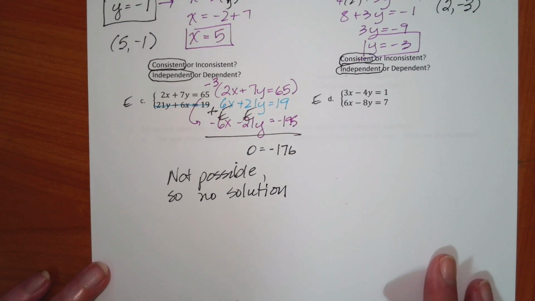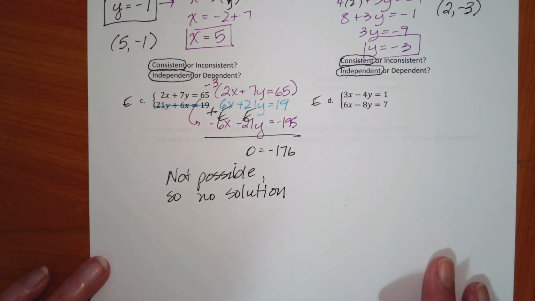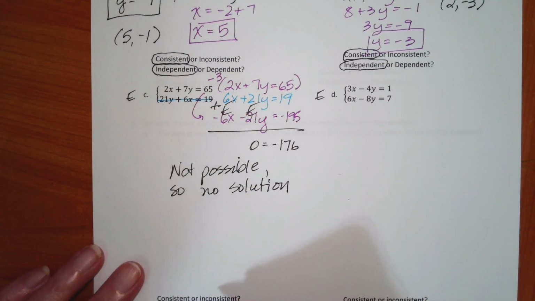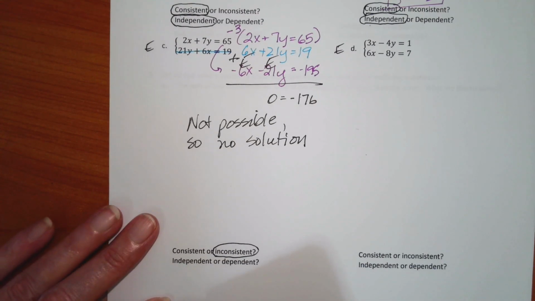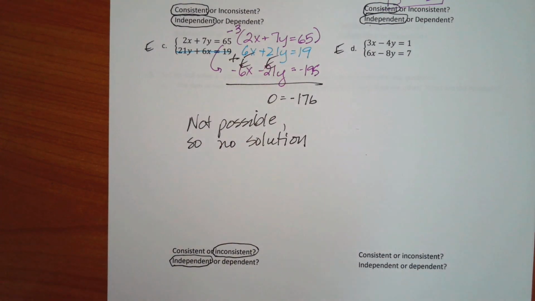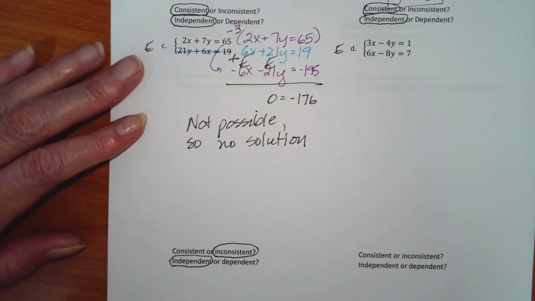Now, what do we call it when it's no solution? We call it inconsistent because there is no solution, but we call it independent because the lines are separate. Now you could verify this by putting them in slope-intercept form, and they would come out with the same slope and different y-intercepts.